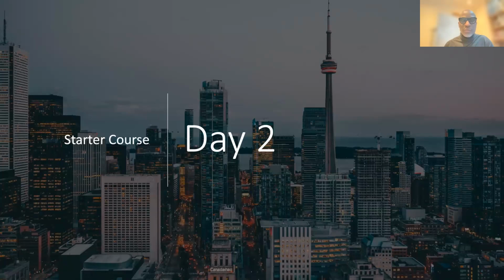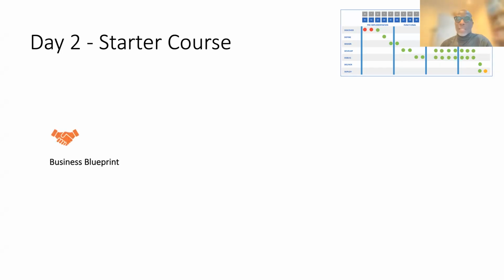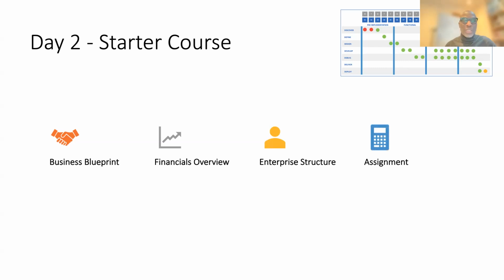We are in day 2 of the review session, and today we'll be going through some of the core areas of starter course and also looking at the business blueprint. We're going to be covering the business blueprints today. We'll also be looking at the financials overview. So we're going to look at some of the core financial modules. And then we're going to move swiftly into the enterprise structure. So I'll take you through the enterprise structure, and then we'll go on into looking at the assignments for today and any issues with the assignments for yesterday.